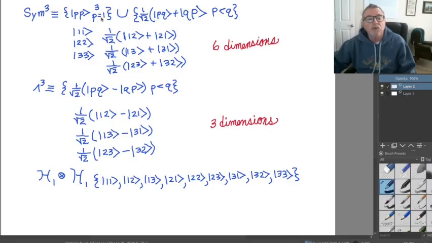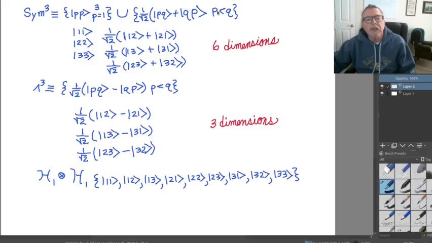Here's p equals 1 to 3, so that gives us 1, 1, 2, 2, 3, 3, and take that set with, and this is the union symbol, take the union of this and this set, which is 1 over square root of 2, pq plus qp.